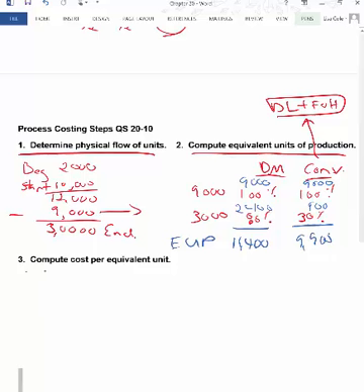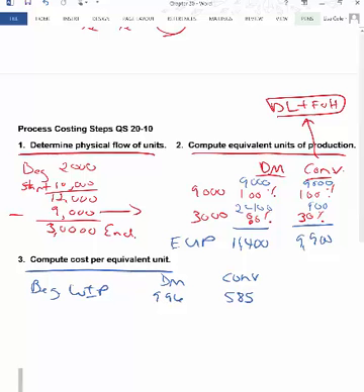And so the next step is I want to compute my cost per equivalent unit. And so I have to look at the cost that I had. And they tell you that in beginning inventory, remember we had 2,000 units in beginning work in process, and they consisted of direct material of 996, and they had conversion cost of 585. So that represents the cost that we had already incurred with our beginning work in process.